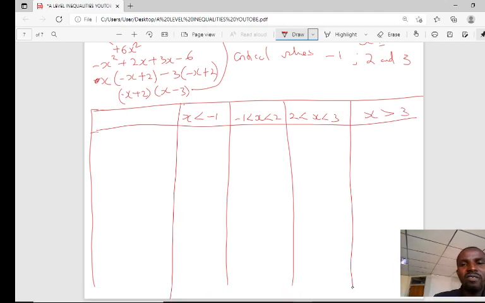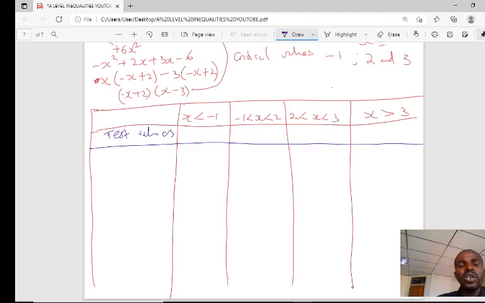Then let's find our test values. For x less than -1, we can take -2. For x between -1 and 2, we can take 1. For x between 2 and 3, we can take 2.5. For x greater than 3, you can take 4 or even 5. Still it works. Done.